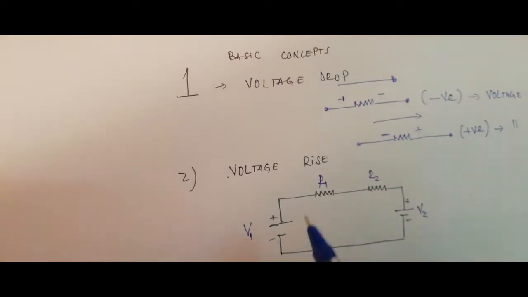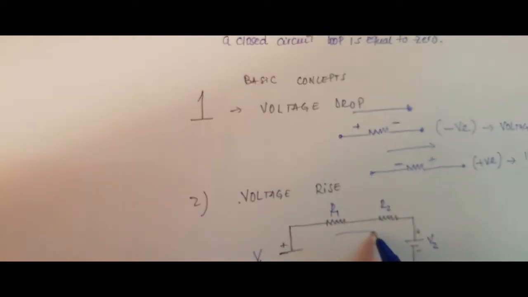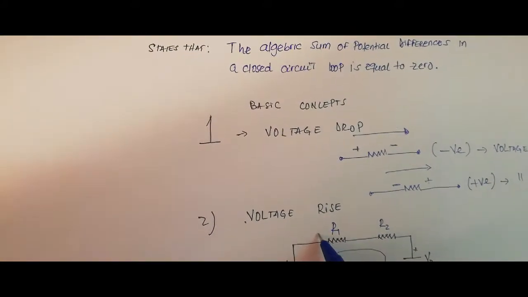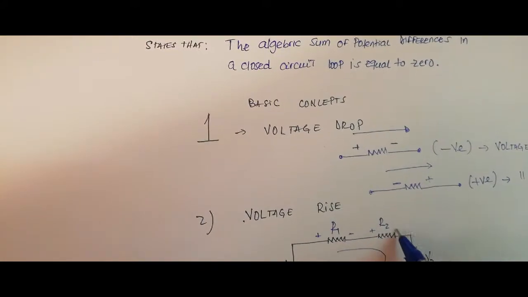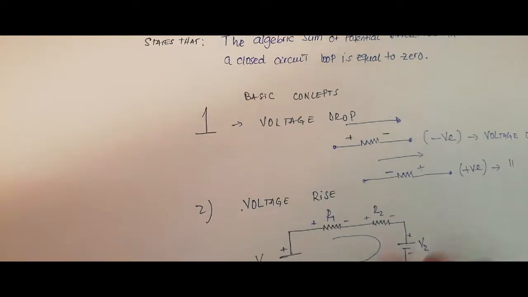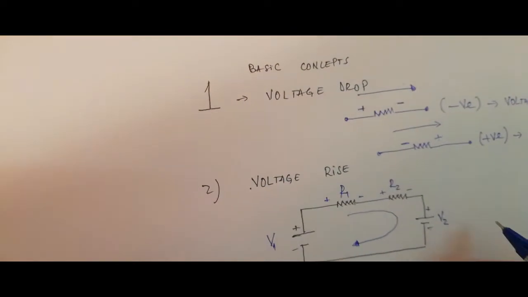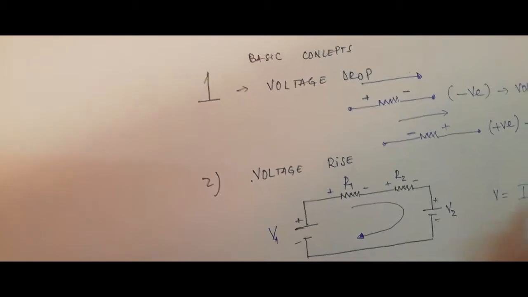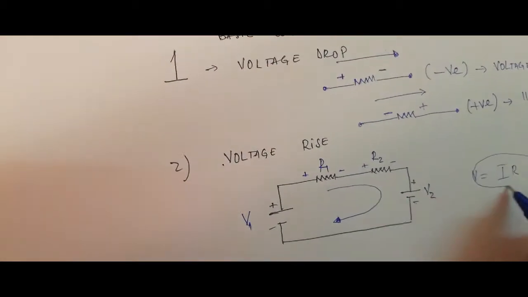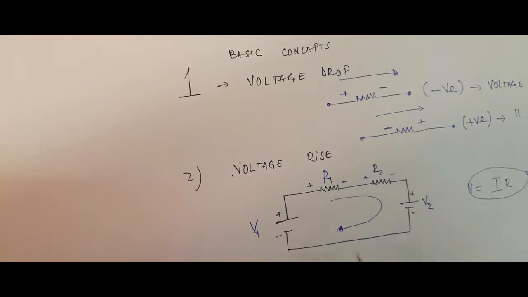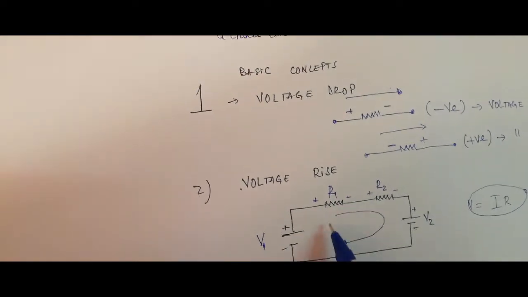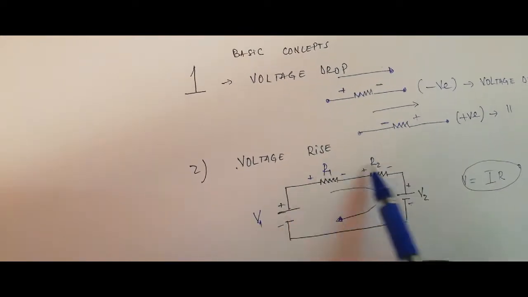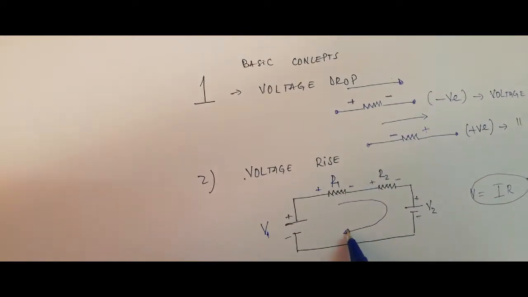Let's assume that the direction of our current in this circuit is like this. Okay, so this is positive, this is negative, this is positive, this is negative, this is positive, this is negative. And according to Ohm's law, we all know that voltage equals current times resistance. Okay, so let's start from here and represent the voltage difference across all this closed circuit.